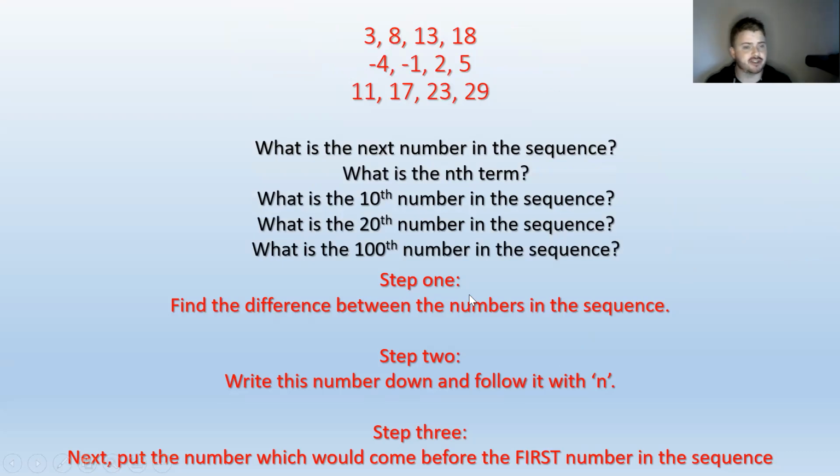So there are 3 questions on the screen. We've got this question, which is 3, 8, 13, 18. Then we've got question 2, which is -4, -1, 2, and 5. And then we've got question 3, which is 11, 17, 23, 29. And what we need to do with those 3 sequences is answer all of these questions. So the questions are, what is the next number in each sequence?